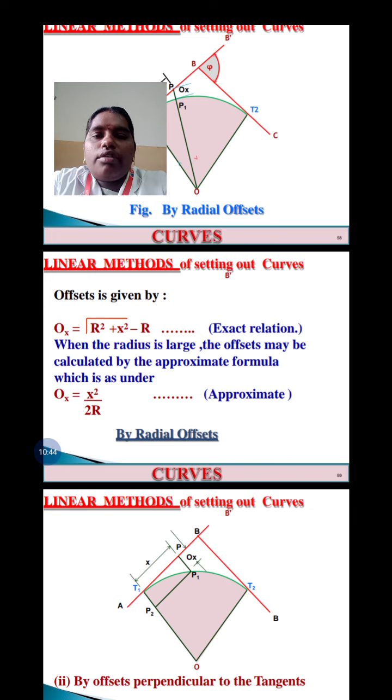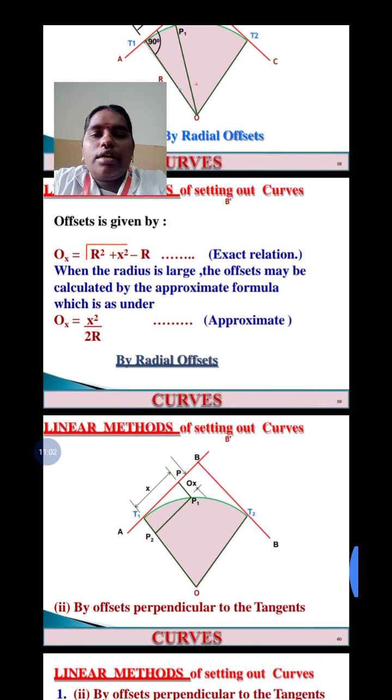In the linear method of setting out of curves, the offset is given by Ox is equal to root of R square plus x square minus R. It is the exact formula to find the offset. The next formula is Ox is equal to x square divided by 2R, the approximate formula to calculate the offset of the radial curve.